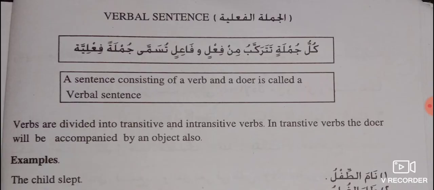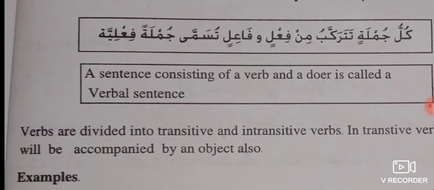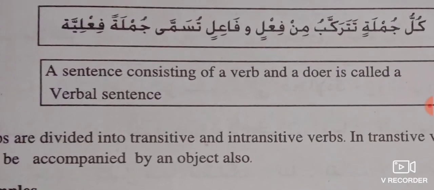You know what is meant by a sentence. A sentence consisting of a verb and a doer is called a verbal sentence. A sentence that has a verb and a doer is called a verbal sentence.